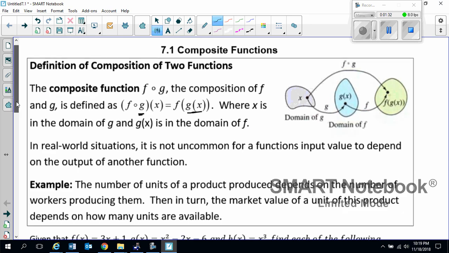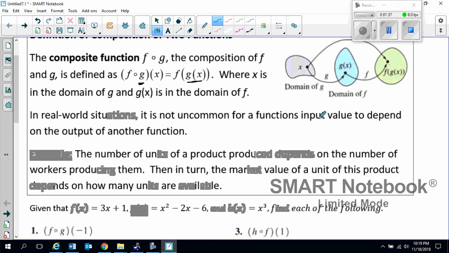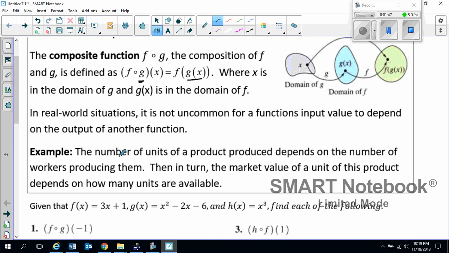This is not uncommon in real world situations, to have a function's input value depend on the output of another function. So I have an example here. We're not going to have to do word problems, but this gives you a little perspective of what's going on. The number of units of a product produced depends on the number of workers producing them. So this could be your number of workers, this pile right here, how many people are working. And the more people that are working, the more of this product is going to get produced, okay?